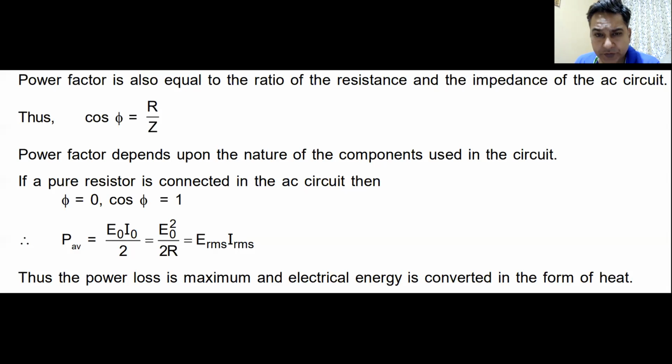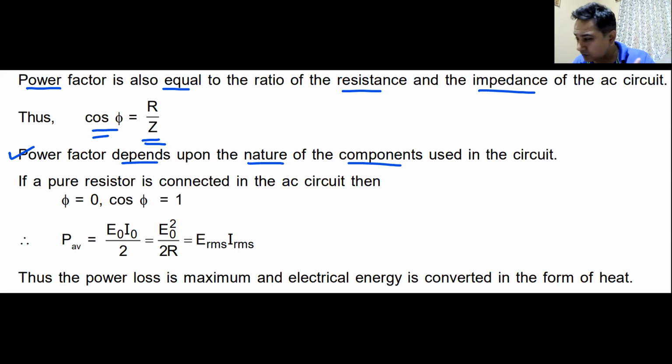Well, I hope you have noted this down. This is again the same thing in the form of textbook language. Power factor is equal to the ratio of resistance R divided by impedance of the circuit. Remember that. Point number one. Point number two, power factor depends on the nature of components. How many components does it have? It has R, it has XL, it has XC. The power factor depends on this.